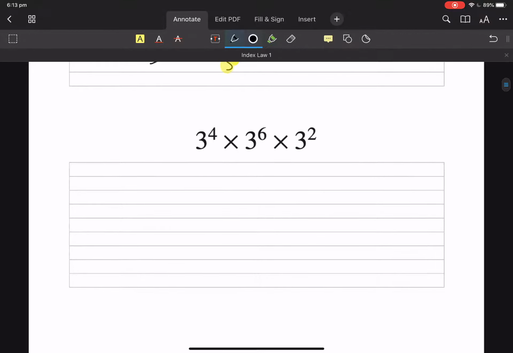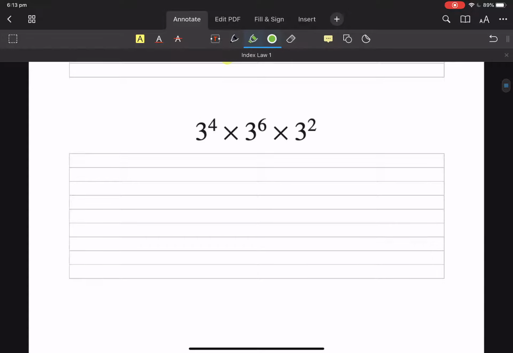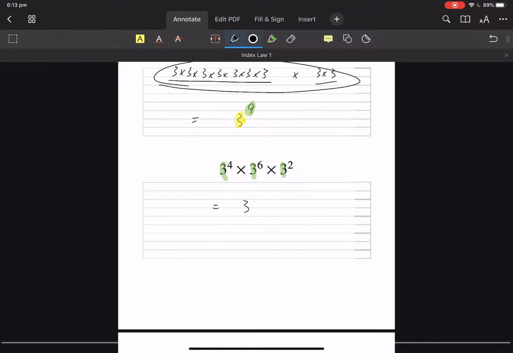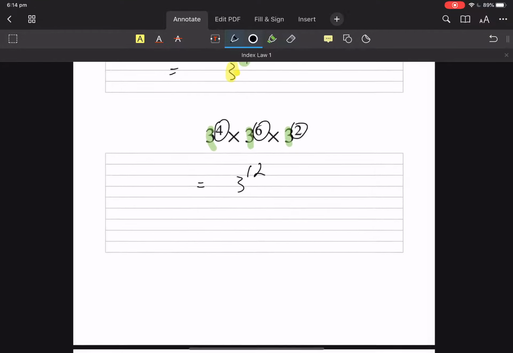Let's try it. Here we go. We are multiplying like bases because they're all 3s. When we multiply like bases, all we need to do is to add the powers. What's 4 plus 6 plus 2? It's 12. So like bases, we add the powers.